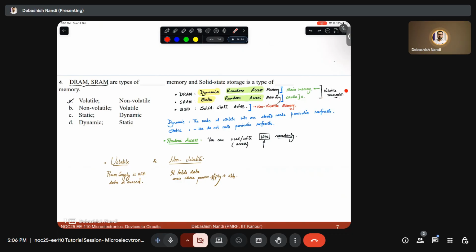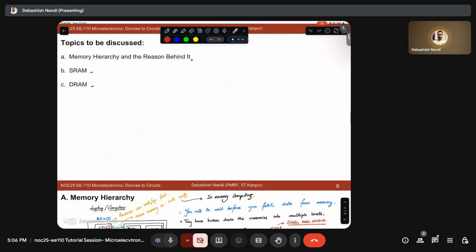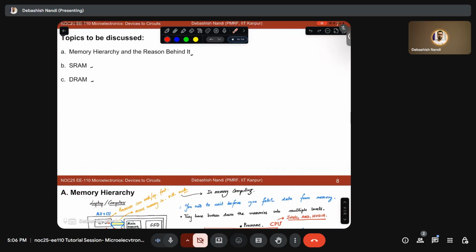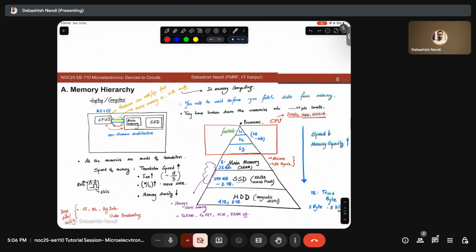And then we discussed what volatile memories are and what main memory is. Volatile memory means that when the power supply is off, the data is erased. Non-volatile memory holds the data even when the power supply is off. So the first option seems correct. Then we discussed the memory hierarchy, the reason behind it, SRAMs and DRAMs.